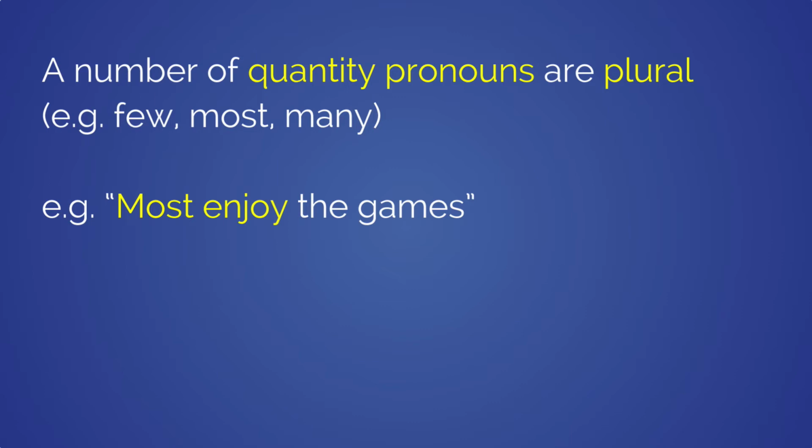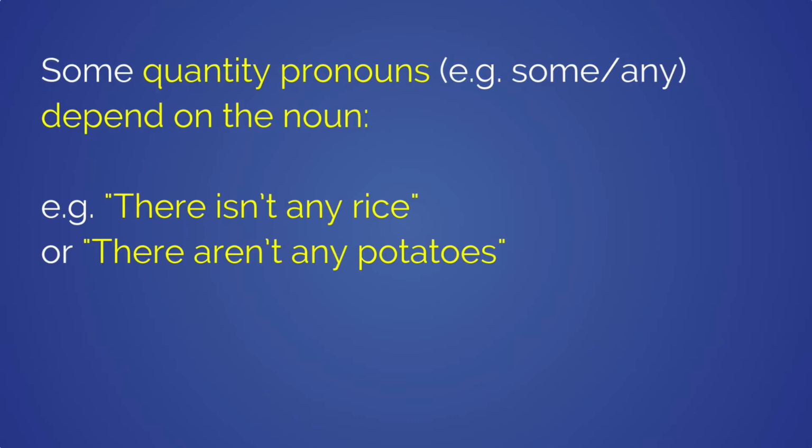With quantity pronouns, there are various rules. A number of quantity pronouns are plural, so few, most, or many. And from the example from the beginning of the lesson, most enjoy the games. Some quantity pronouns depend on the noun they are describing. So, for example, some and any are like this. There isn't any rice. Rice is a singular noun, so there is. Or there aren't any potatoes. Potatoes is a plural noun, so there aren't.